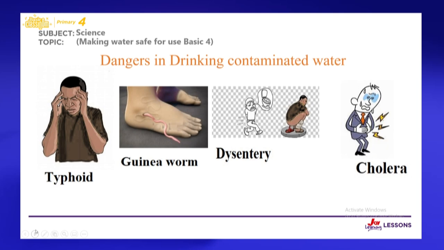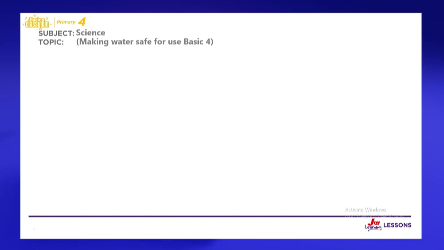Typhoid. We also have guinea worm, as you can see on your screen, and dysentery. You can also get cholera by drinking contaminated water. And that is why we must make sure that we get our water treated well before we take it.